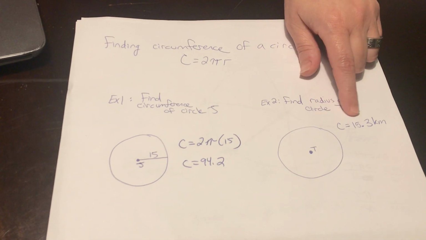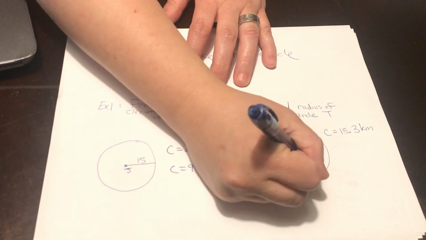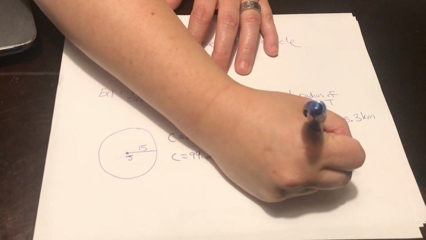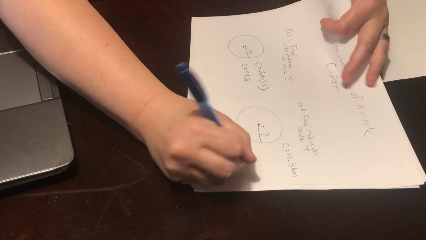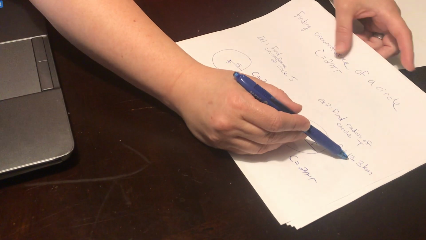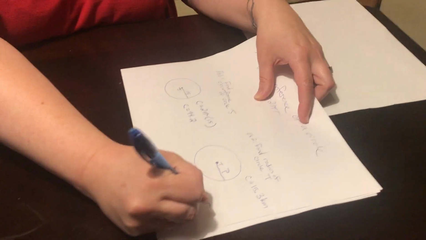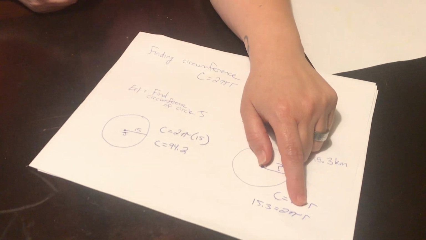So it says the circumference is 15.3 kilometers. We don't know what the radius is, so we're going to draw it and put a little question mark there. We're going to write the formula like I showed you at top, but where the C is, we're going to put what they tell us. They're giving it to us. They're saying it's 15.3. Then we're going to write 2 times pi times r, like this.